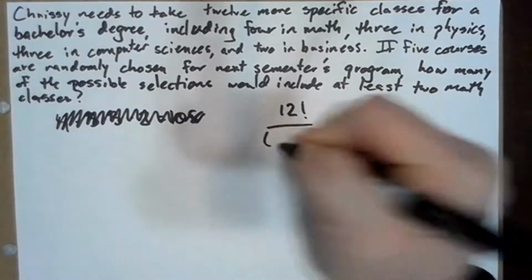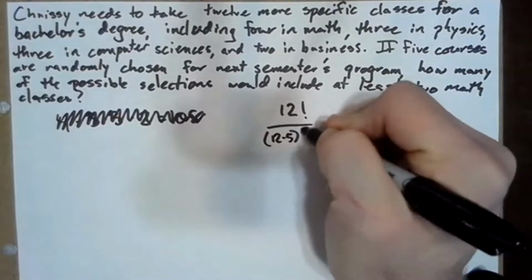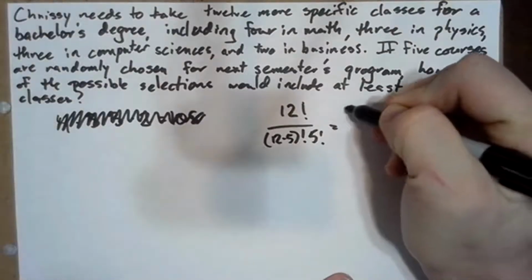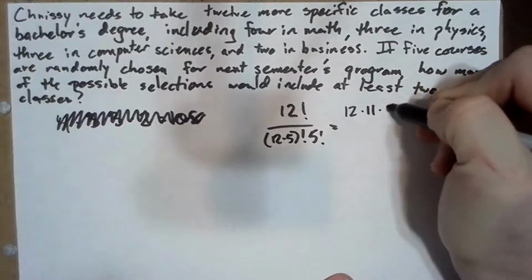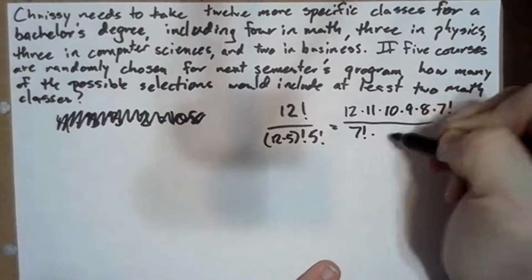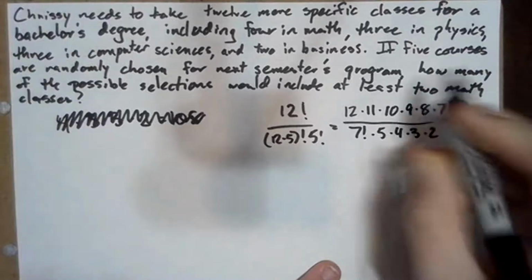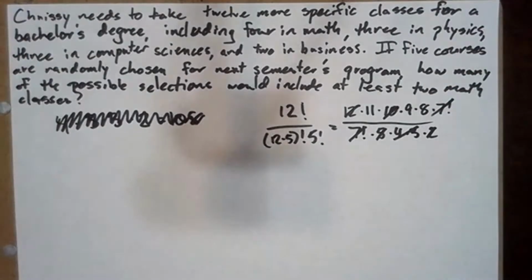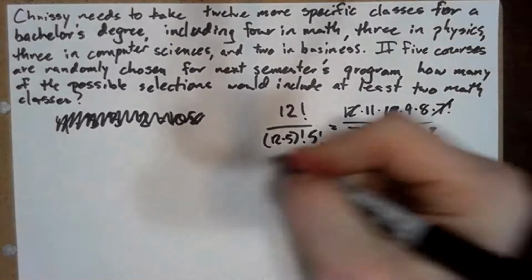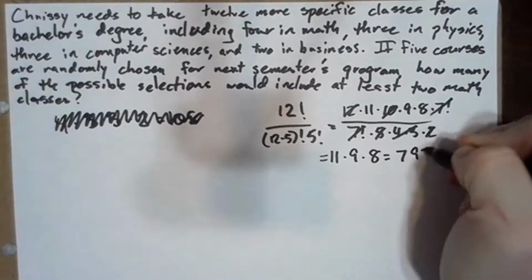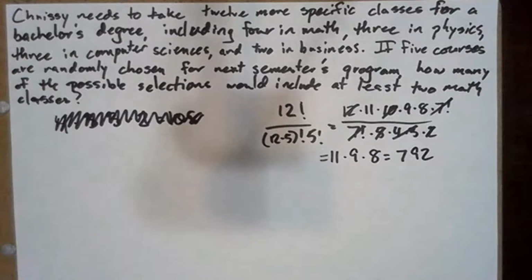factorial over 12 minus 5 factorial times 5 factorial gives us 12 times 11 times 10 times 9 times 8 times 7 factorial over 7 factorial times 5 times 4 times 3 times 2. Cancel those, cancel our 10 and our 12, and we're left with 11 times 9 times 8, which is 792. 792 possible schedules.